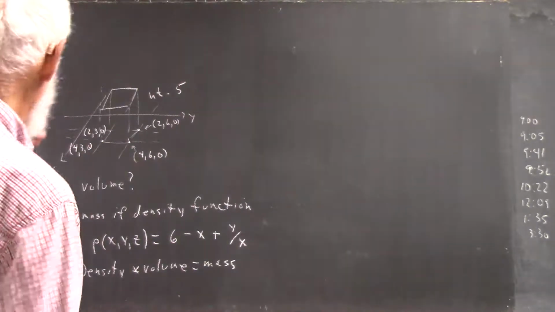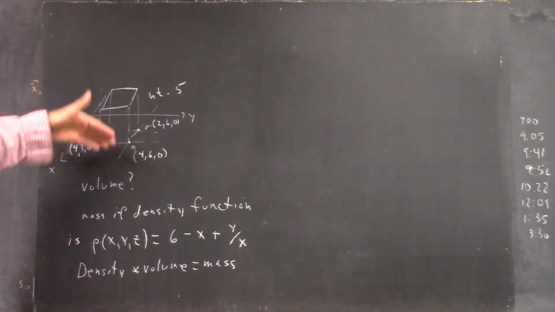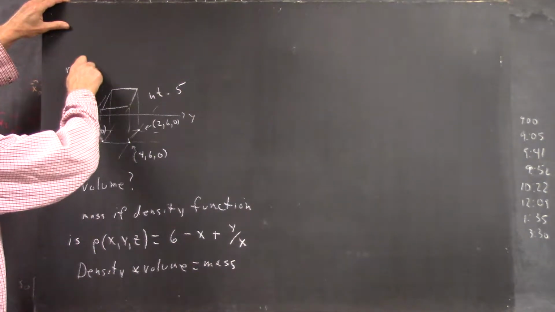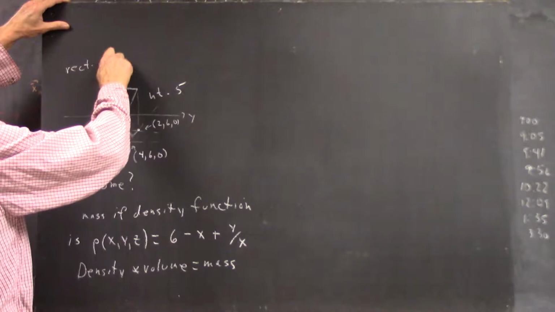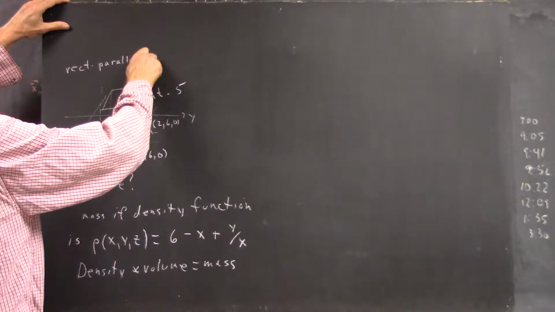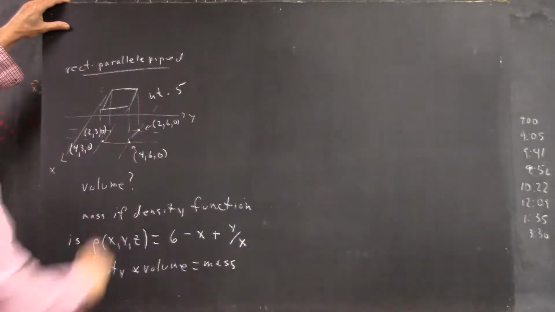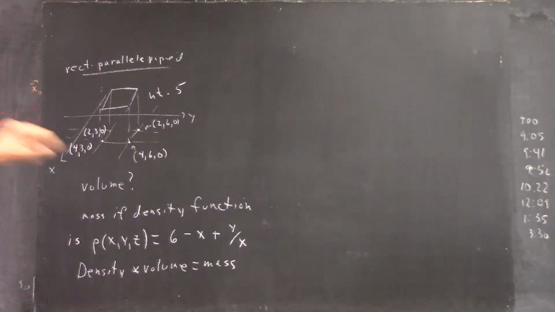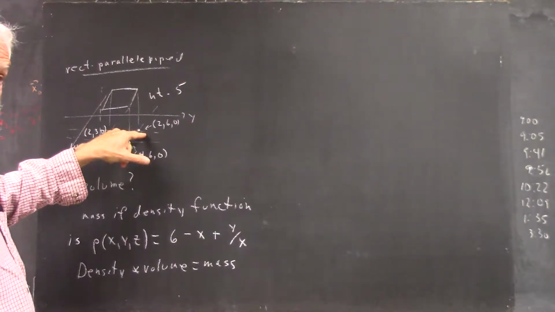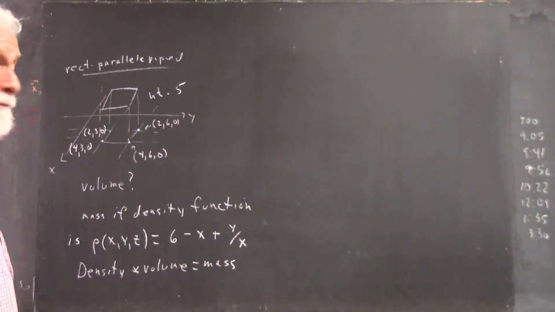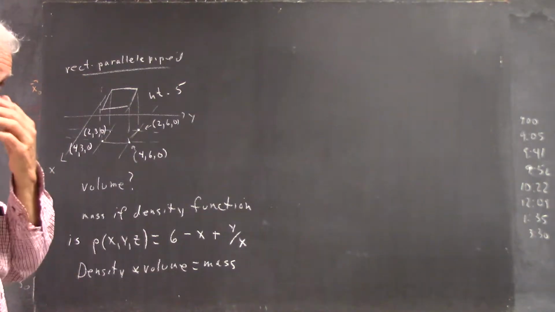Okay, so what we have is just a plain old rectangular parallelepiped, with 4 vertices in the XY plane as labeled, and an altitude of 5, right?